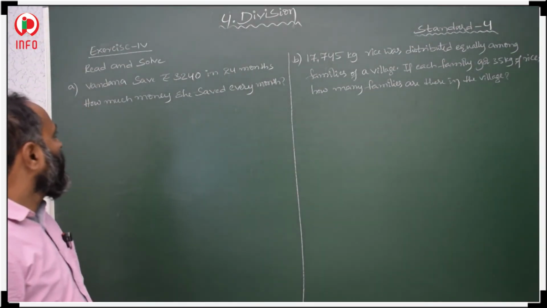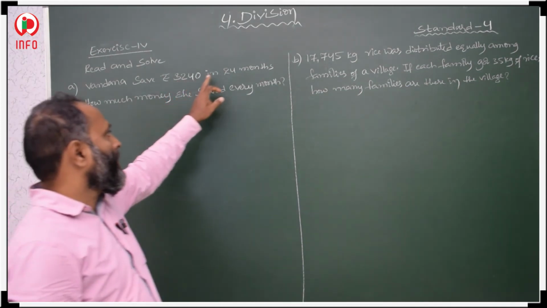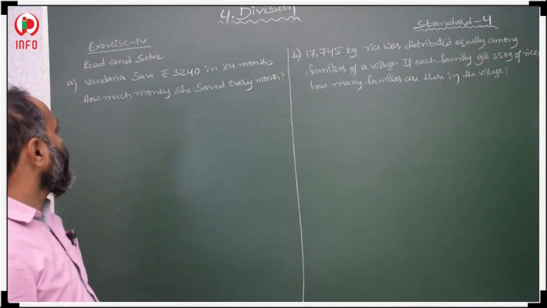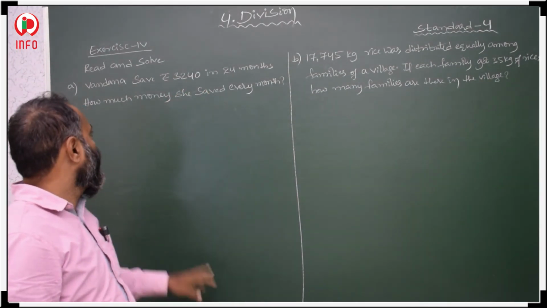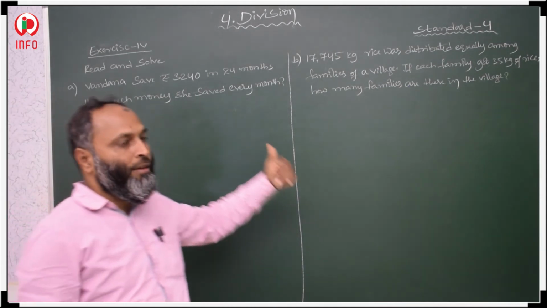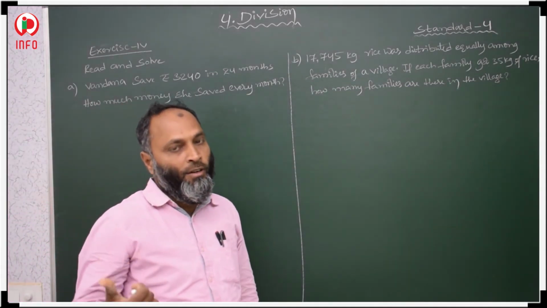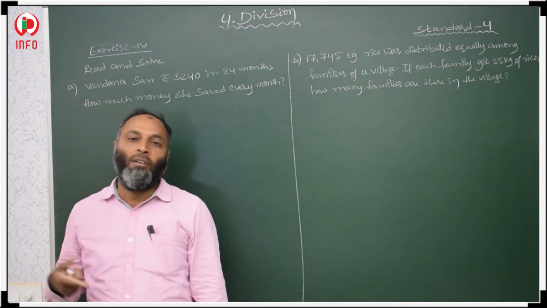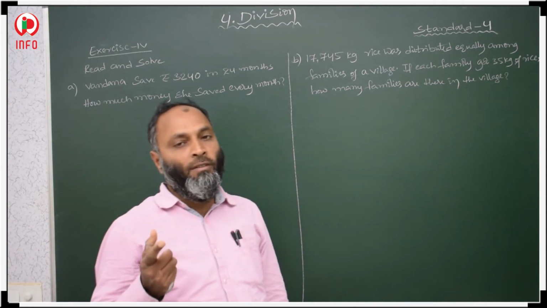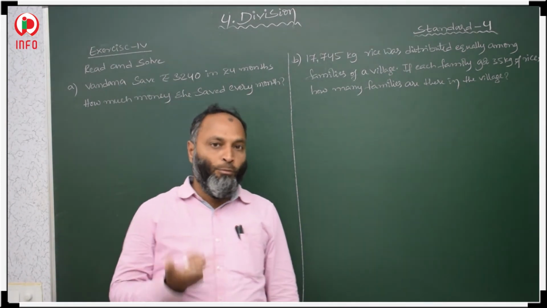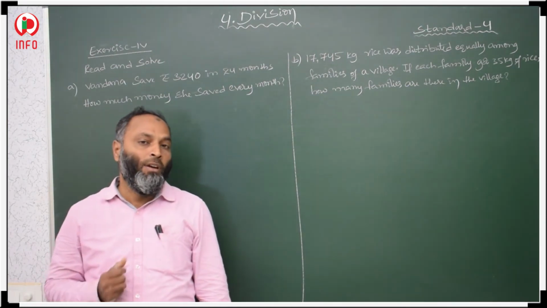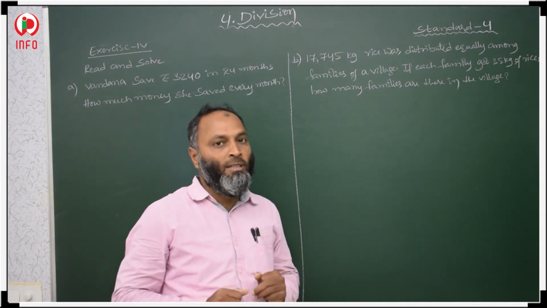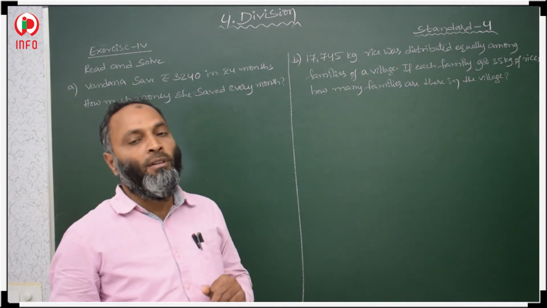Now here, Vandana saves rupees 3,240 in 24 months. In 24 months, she saved a total of 3,240. Then how much money did she save every month? 24 months is given, and 1 month is asked, so we have to divide. In multiplication, if a unit is given and more is asked, we multiply. If more is given and a unit is asked, we divide. So here 24 months is given, 1 month is asked, so we divide.